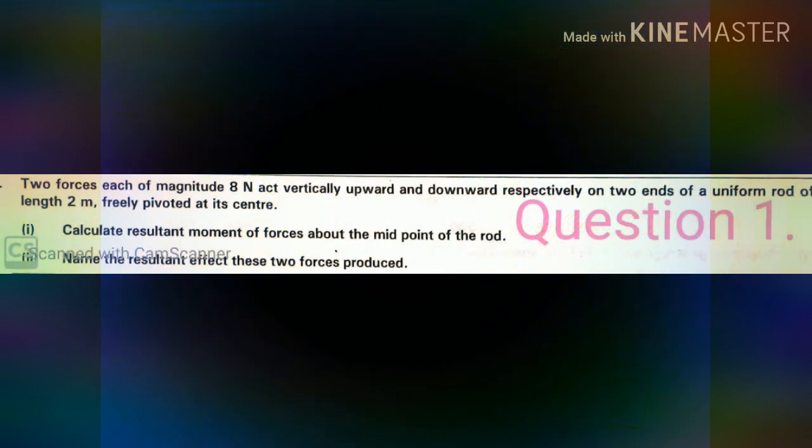Now let us solve a problem to understand more about moment of couple. Two forces, each of magnitude 8 Newton, act vertically upward and downward respectively on two ends of a uniform rod of length 2 meters, freely pivoted at its center. Calculate the resultant moment of force about the midpoint of the rod. Name the resultant effect of these two forces. Let us try to solve it.